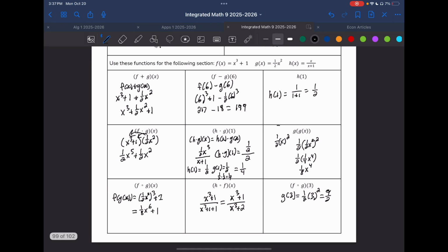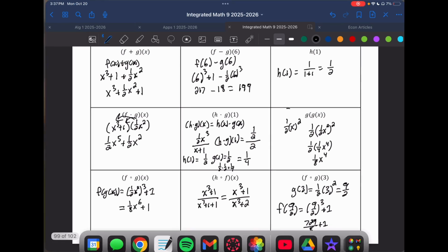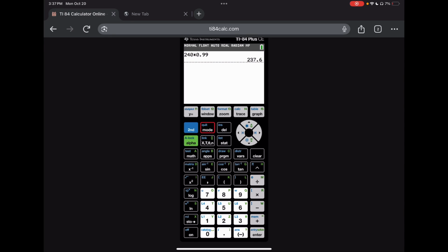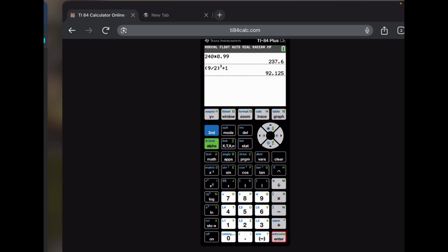And I want to plug 9 over 2 into f of x. So f of 9 over 2 is going to be 9 over 2 cubed plus 1. So that's going to be 729 over 8 plus 1, which we can turn into a decimal if we go over to our graphing calculator. 9 over 2 cubed plus 1, we get 92.125.